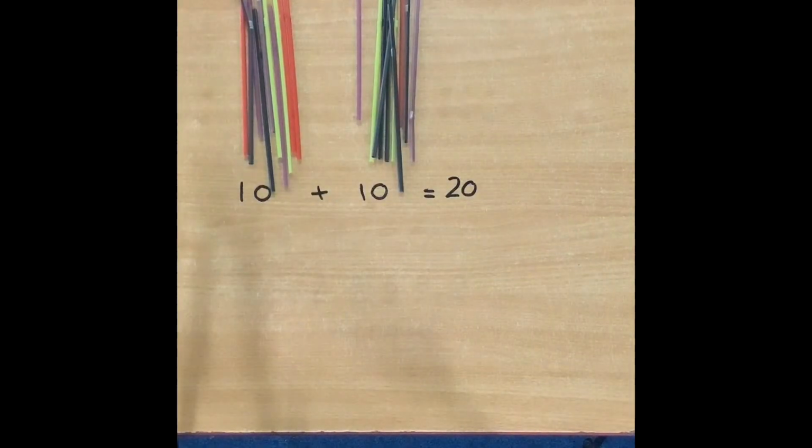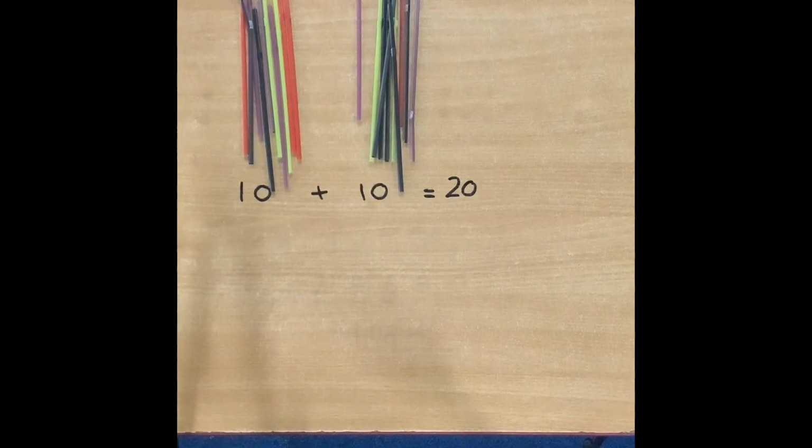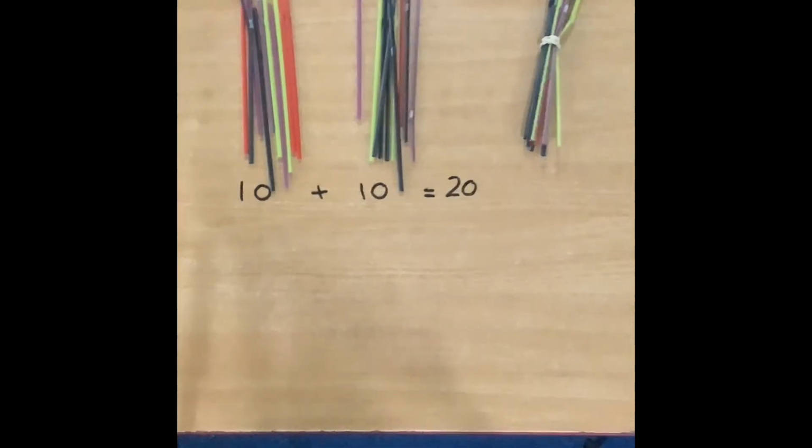But we're not counting in ones. So we need to go 10, 20. I'll add another bunch. What might it be next? 30. So 3 bunches of 10 is 30 straws. 2 bunches of 10 is 20 straws. 1 bunch is worth 10.